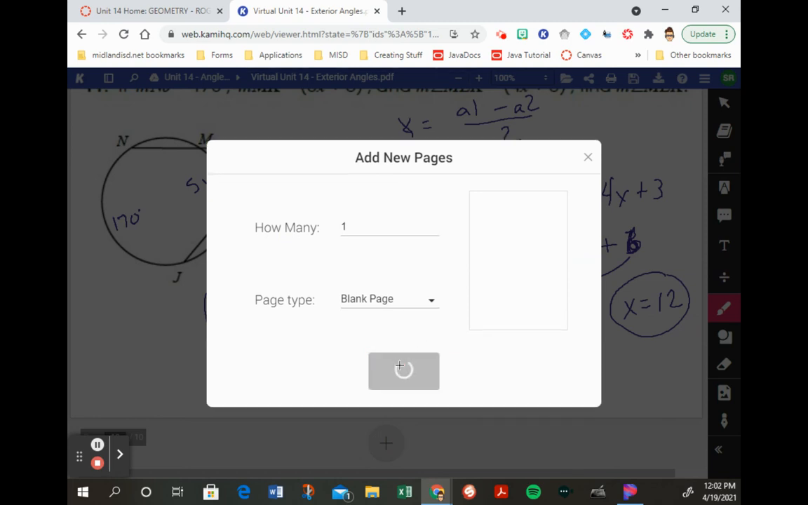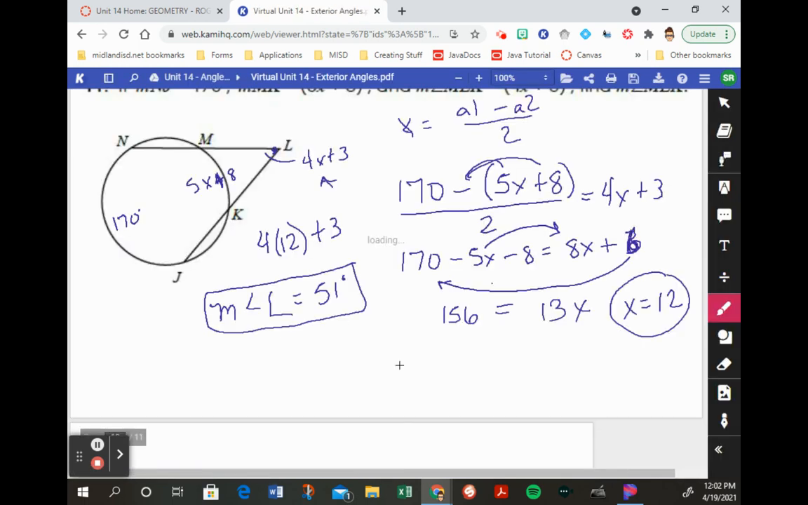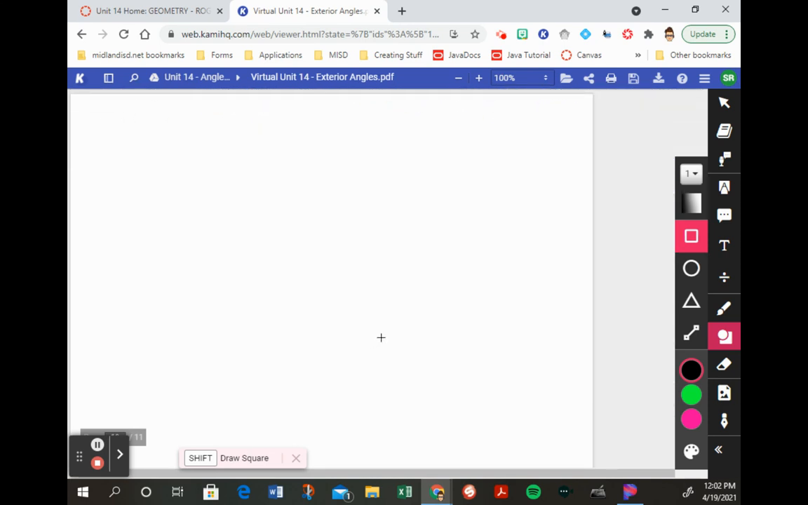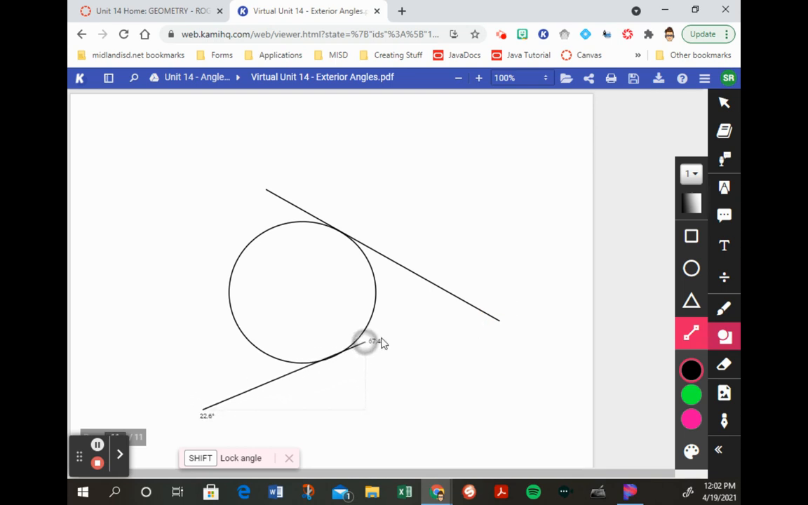And see if I can draw this decently enough. I'm going to draw a circle. Oops, not a square. Didn't know I was on a square. Circle. There's a circle. And I'm going to draw 2 tangent lines.